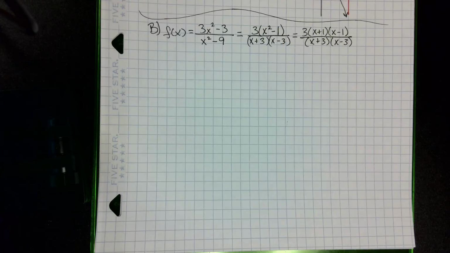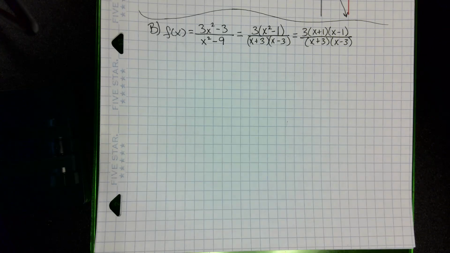So now I've factored. If I canceled a factor, I could do that. It would create a hole in the graph. There's nothing to cancel here, but if I did. But if you can factor or simplify your function, you should do that. And then go to your 3 steps.